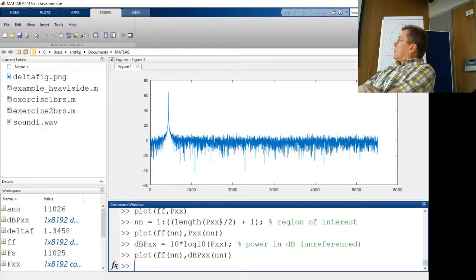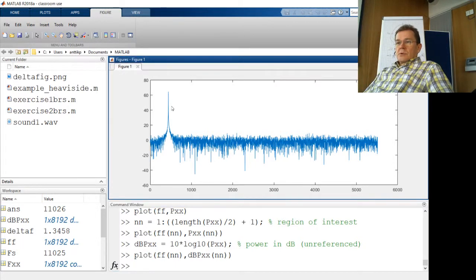Okay, but anyhow, that one shows when you plot the spectrum in decibels, you can see basically where is the signal and where is the noise. Okay, so noise is that white speckle there, and then there's that 440 hertz.